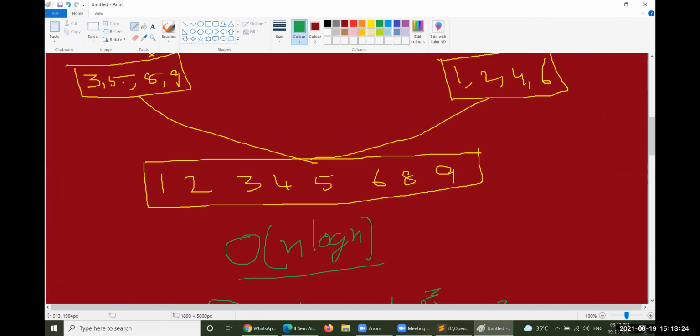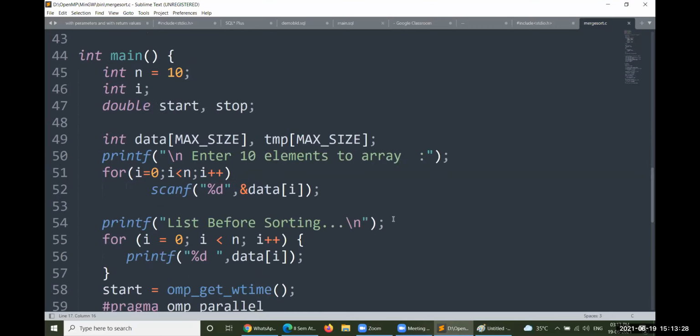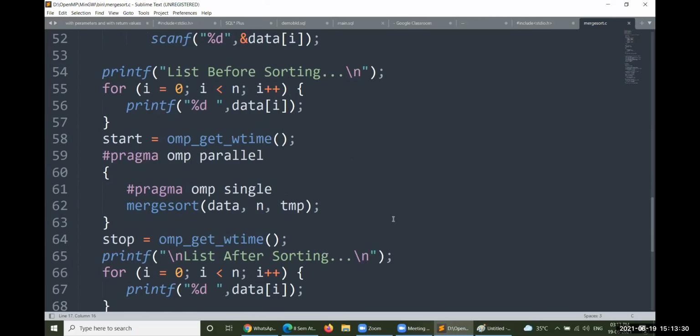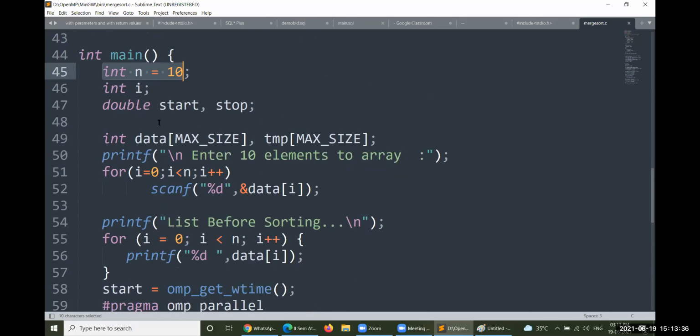So how could that be done? Let us have a look. Here I have taken n equal to 10 elements, and double start and stop. Why I have taken this is to measure how much time has been consumed.